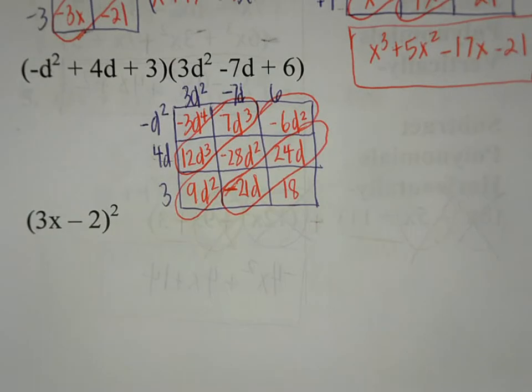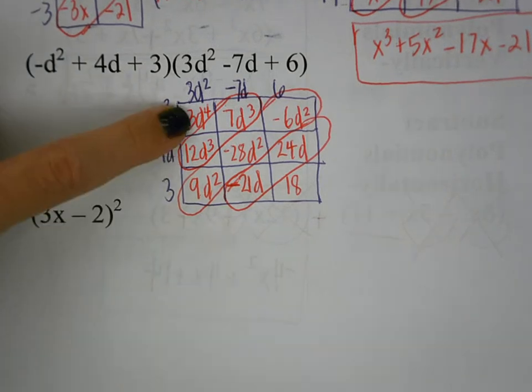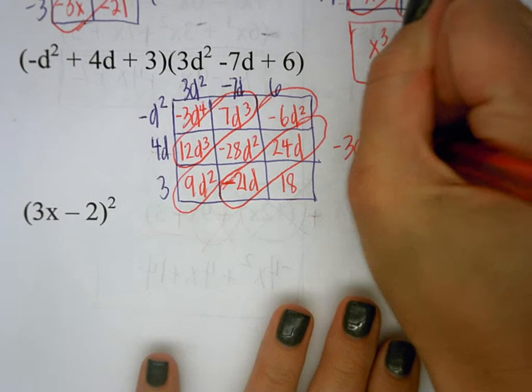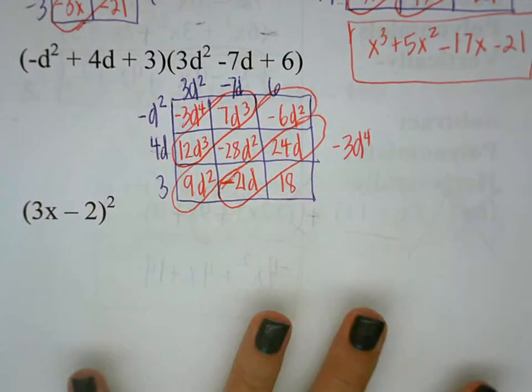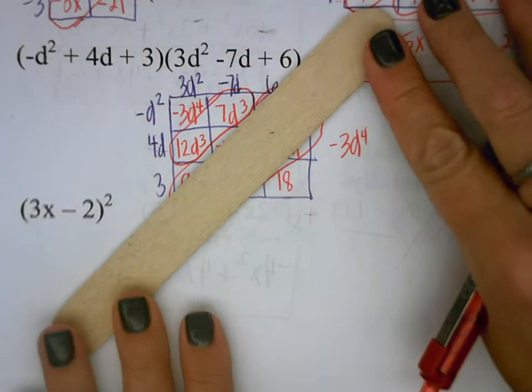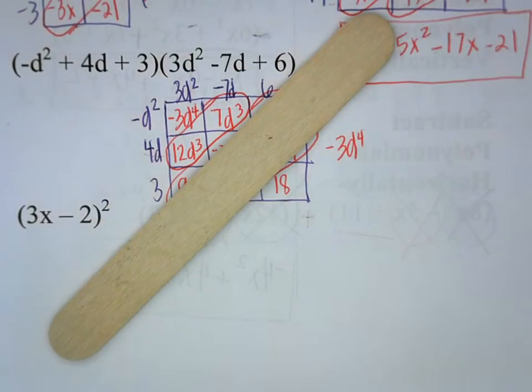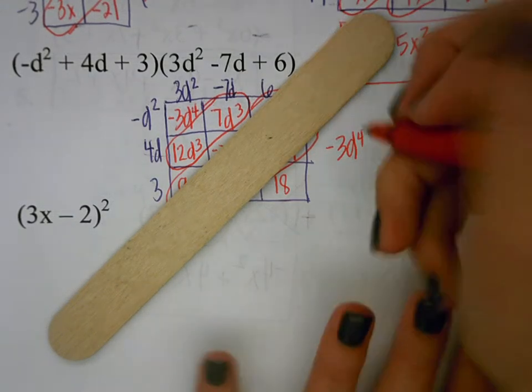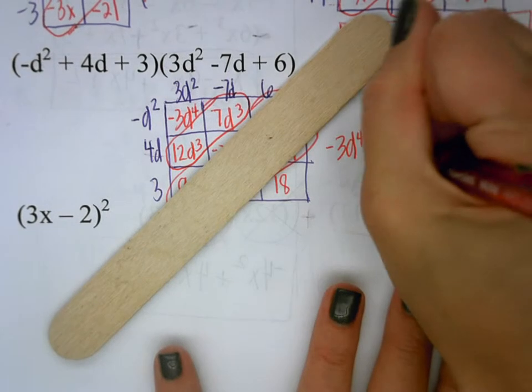Okay, so which do we start with? The 4th first. Good. So this has nothing that it matches with. So we have negative 3d to the 4th. If you want to, you can cover them up with a piece of paper to make it easier to see. So then our next is a 12 and a 7, which makes what? 19. A positive 19d to the 3rd.